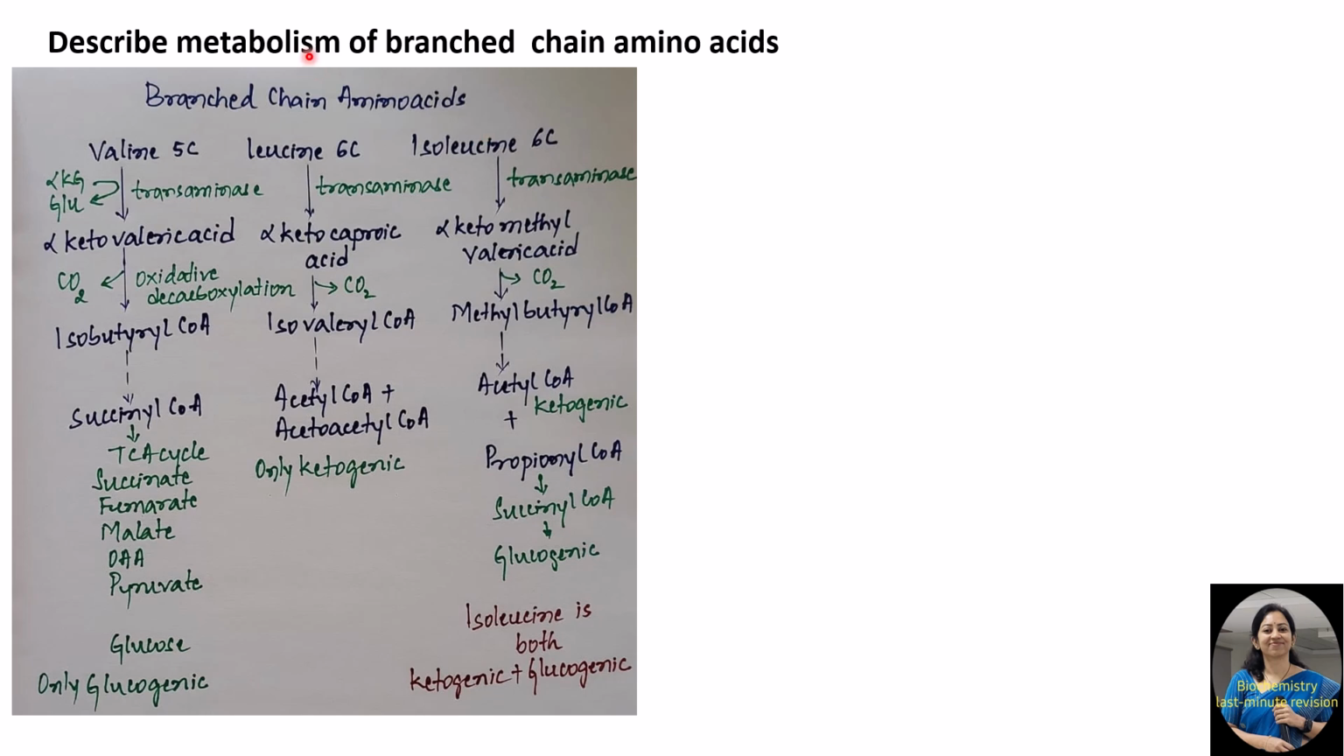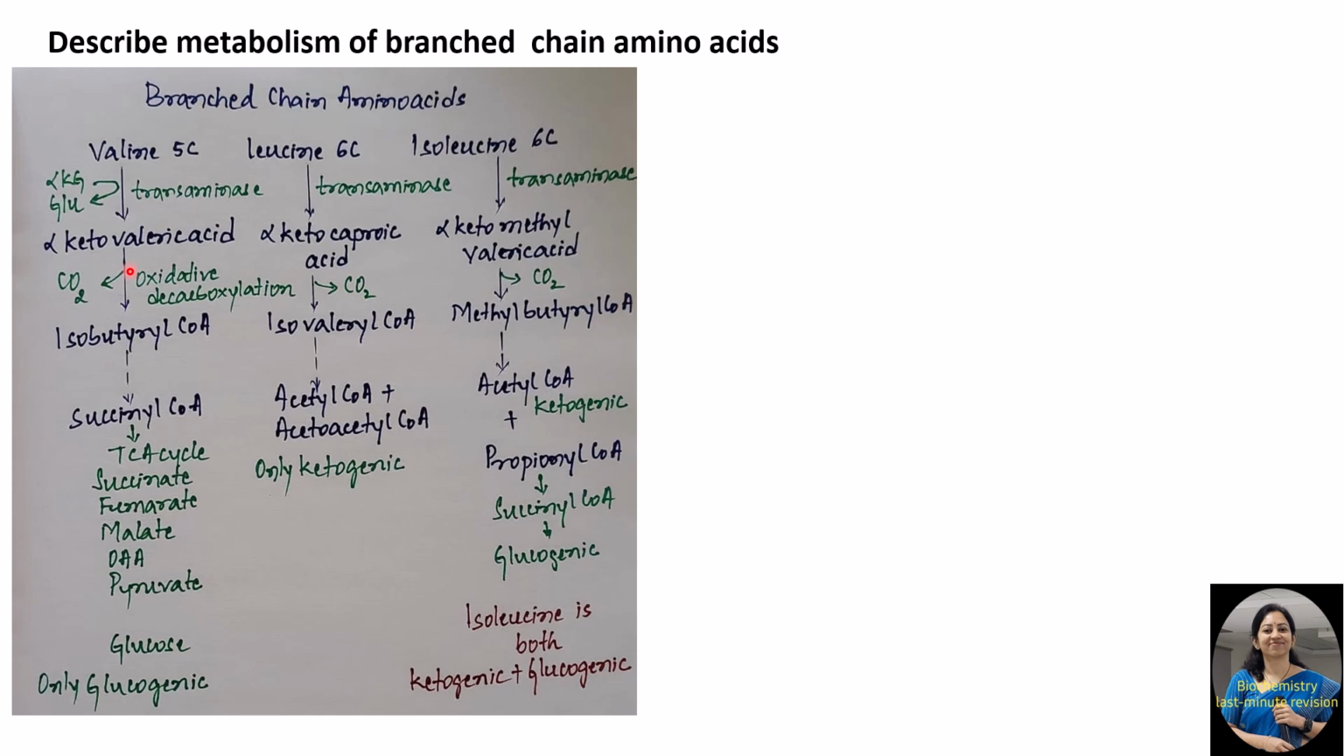Coming to metabolism of branched chain amino acids, there are 3 branched chain amino acids: valine, leucine, isoleucine. So valine is a 5 carbon compound, leucine is a 6 carbon compound, and isoleucine is also a 6 carbon compound. All the 3 branched chain amino acids undergo transamination to form respective keto acids.